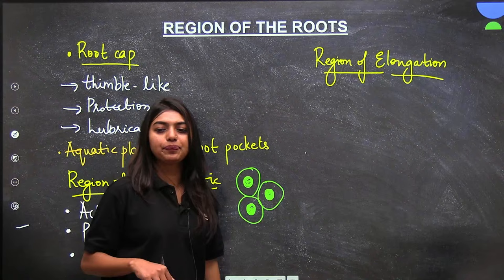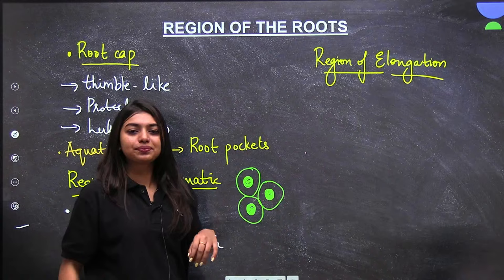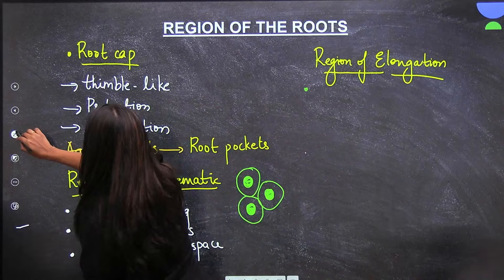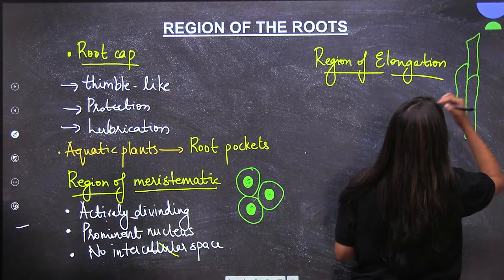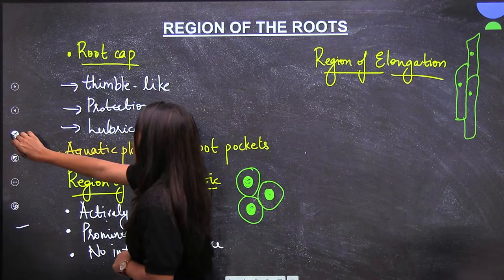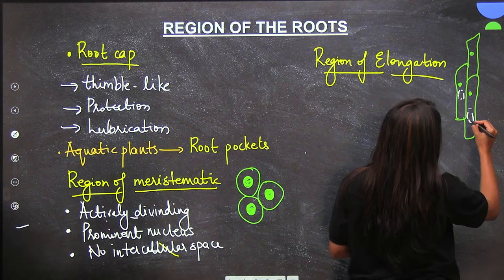Sorry, students. Okay, region of elongation. Here, when we talk about the region of elongation, I'll first draw the cells. See, these are the cells of elongation. Here, we have something that meristematic cells do not have. I think someone told that in the chat box?